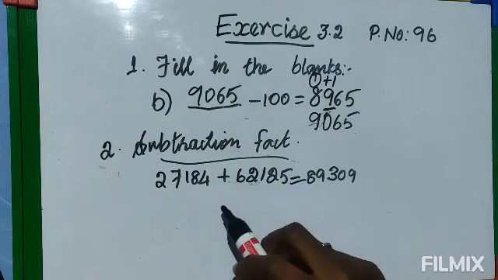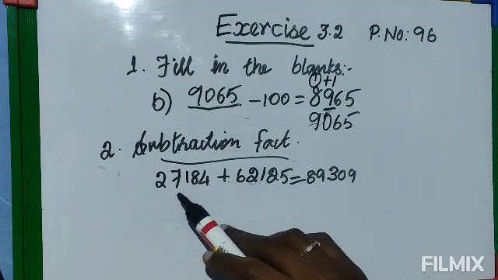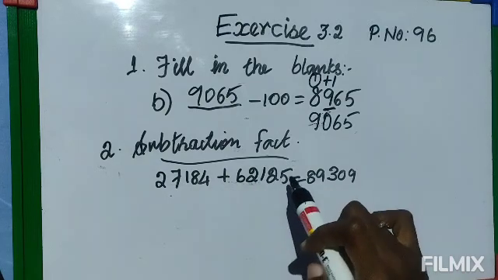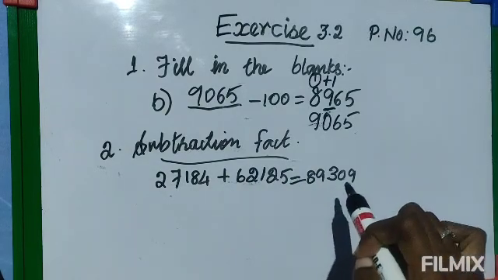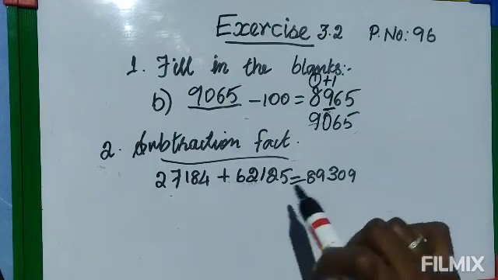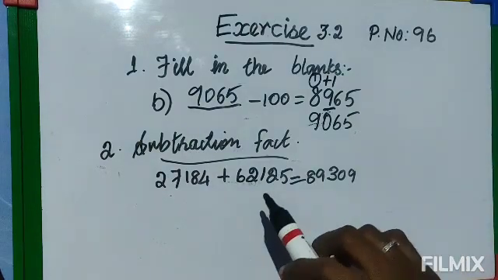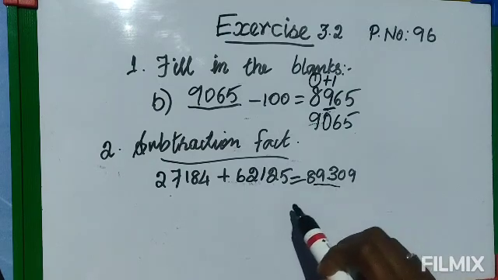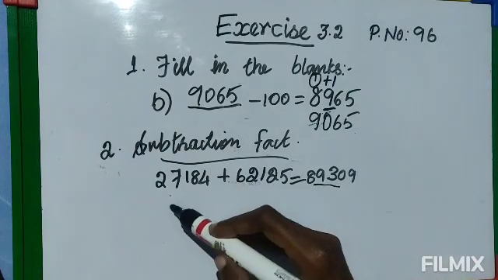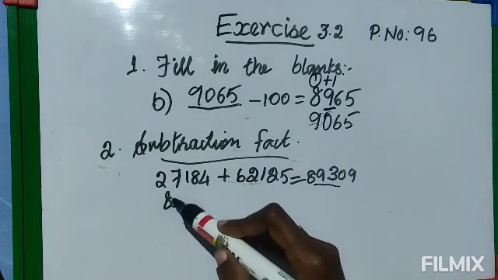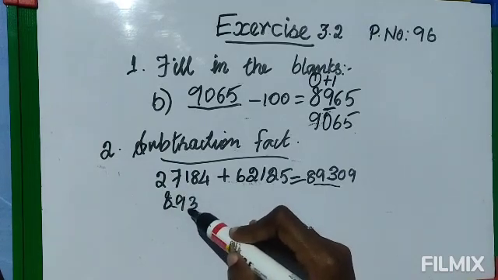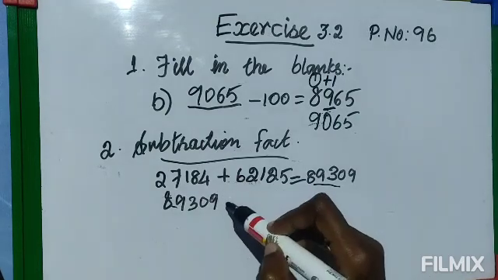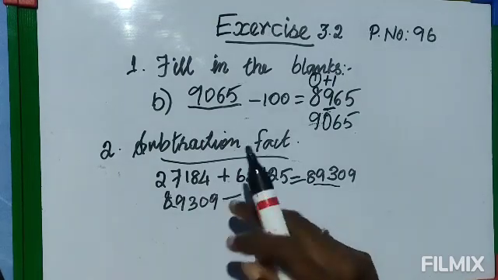I told you first write the bigger number. Here there are 3 numbers: 27,184, 62,125, 89,309. In these 3 numbers, which is the bigger number? The biggest number you have to write first, I told you. So here the bigger number is 89,309. So I am writing 89,309. Okay, you are writing the subtraction fact, so you have to write minus here.